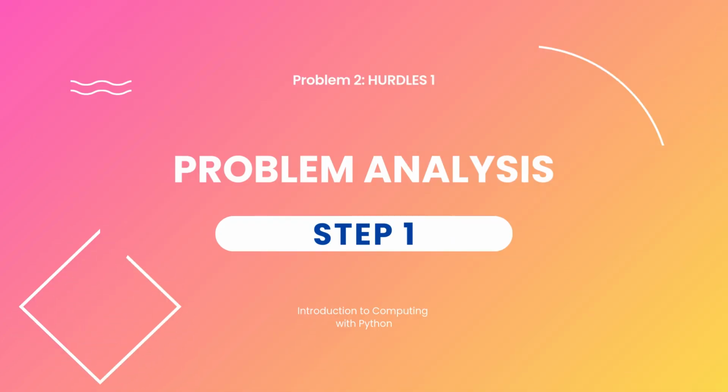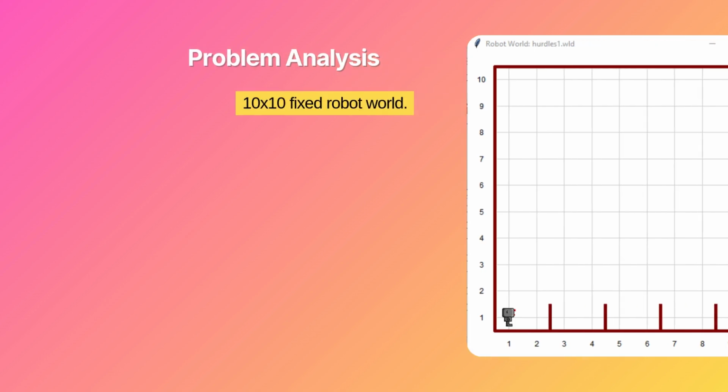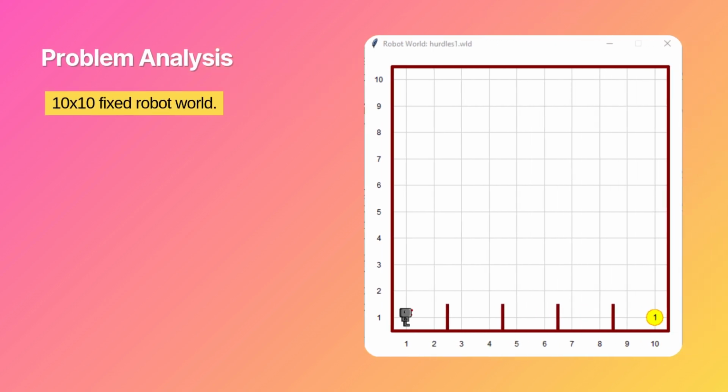Alright. Let's get started with the first step of our computational thinking approach, problem analysis. Here, we'll look closely at what we're trying to achieve and the details of the setup. Here's what we know about our hurdles race problem.